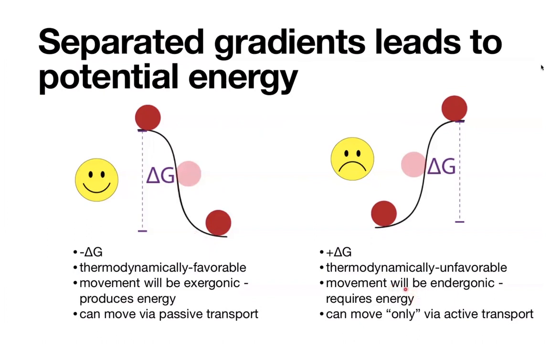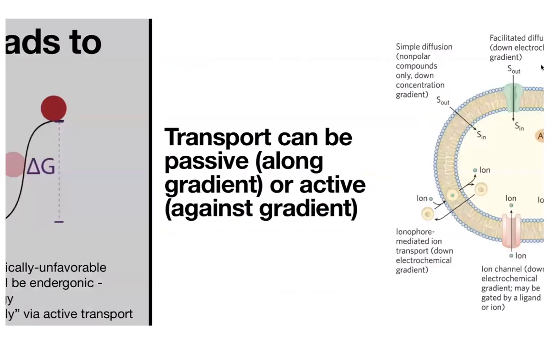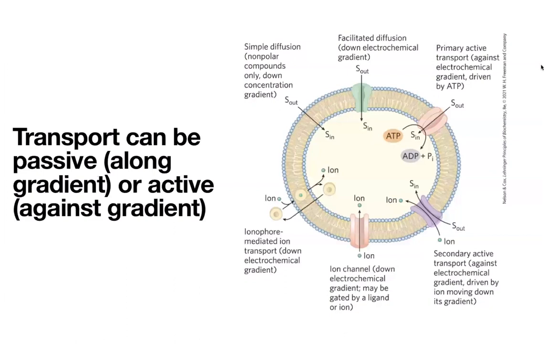Conversely, if we have something with a positive delta G, the movement is going to be endergonic, it's going to require energy, and therefore in order to get it to move, we're going to have to put in some work, we're going to have to use active transport. So here it moves because it wants to, and here it moves because we're forcing it to. So there are different ways that we can allow things through a membrane. These are broken up into active transport and passive transport. So this side is going to be passive, and this is going to be active.